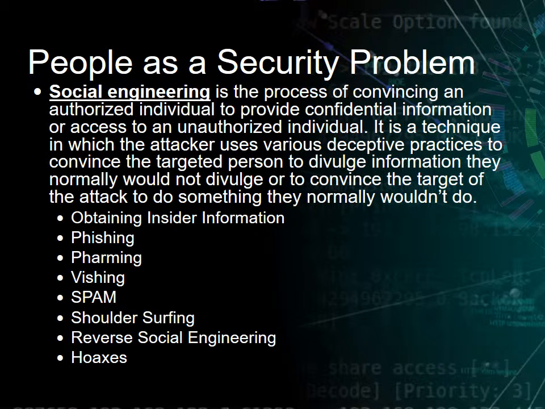Social engineering is the process of convincing an authorized individual to provide confidential information or access to an unauthorized individual. It is a technique in which an attacker uses various deceptive practices to convince the targeted person to divulge information they normally would not divulge, or to do something that they normally would not do. Examples include obtaining insider information, phishing, pharming, vishing, spam, shoulder surfing, reverse social engineering, and hoaxes.